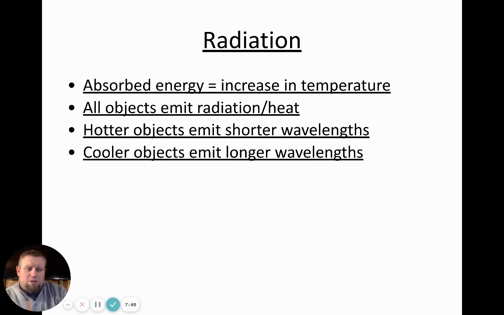All objects emit radiation or heat, like we just talked about on the last slide, right? So hotter objects, things like the sun, emit shorter wavelengths of heat energy. Cooler objects, like the Earth, which we'll get into in just a moment, are going to emit longer wavelengths. Now this is important because we're going to talk in a little bit about certain gases in our atmosphere that absorb or do not absorb short or long wavelengths. So all objects emit heat. Hotter objects emit short wavelengths. Cooler objects emit longer wavelengths.